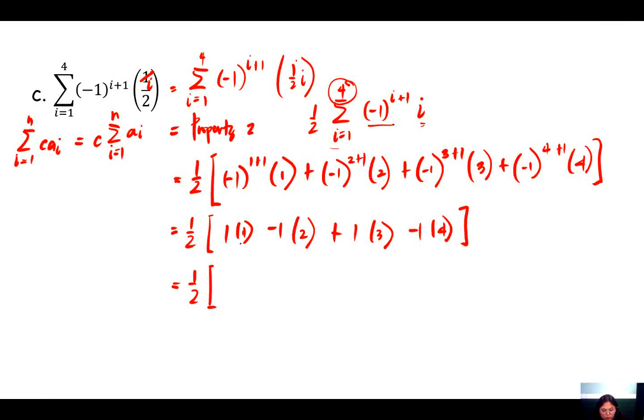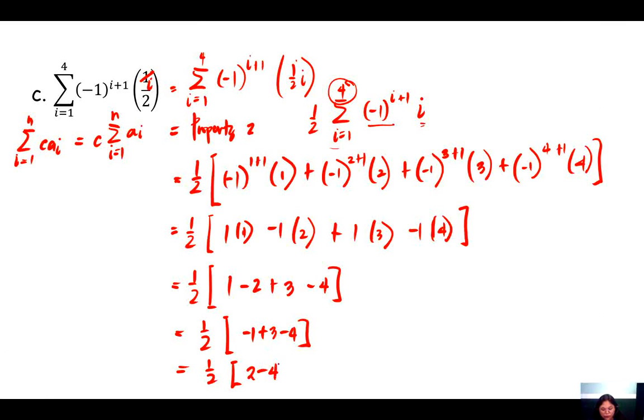So this one is 1 times 1 is 1. Negative 1 times 2 is negative 2. Plus 1 times 3 is 3. Negative 1 times 4, the answer is negative 4. Then let's just simplify again. Negative 1 minus 2 is negative 1 plus 3 minus 4. So again, 1 half. Negative 1 plus 3 is 2 minus 4.